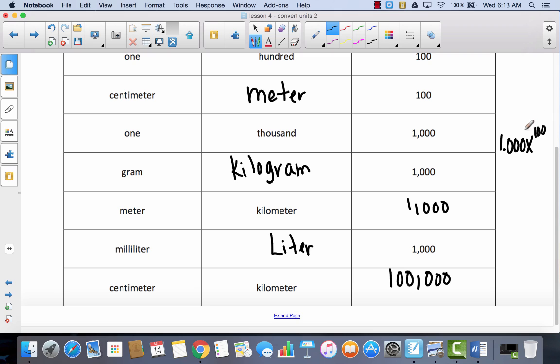But think of it this way. If I multiplied 1,000 times 100, I would have all these zeros. I would add 2 zeros to 1,000, and that would give me 100,000. That's another way to think of it.